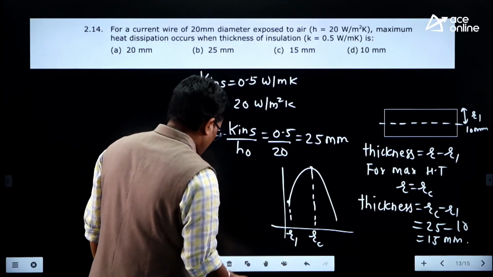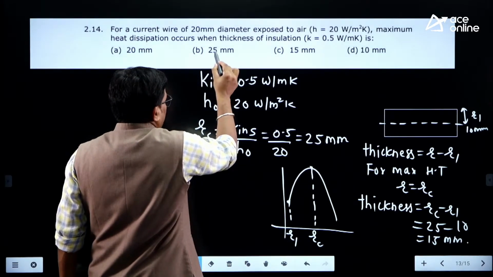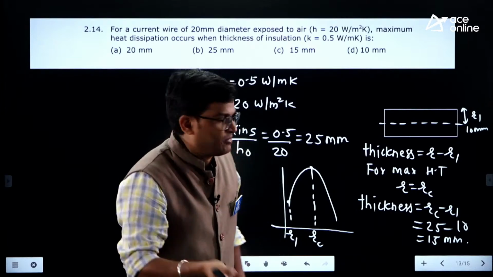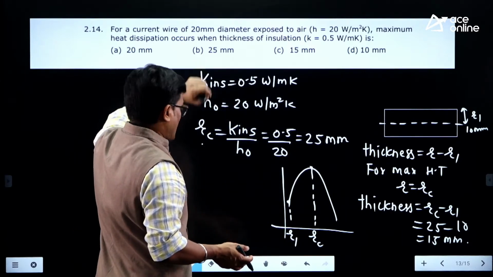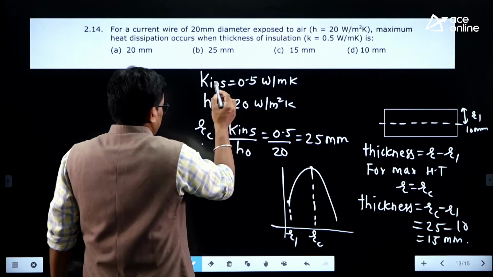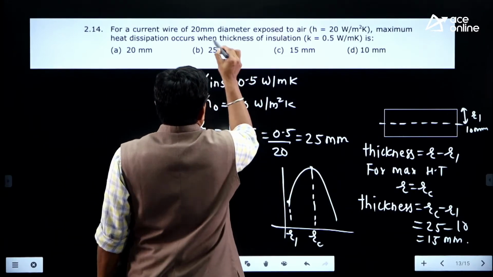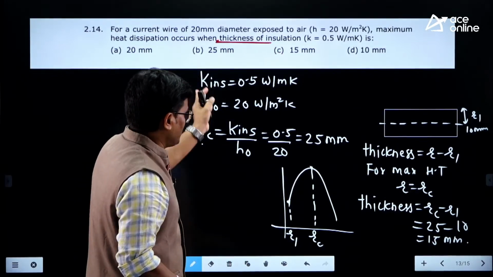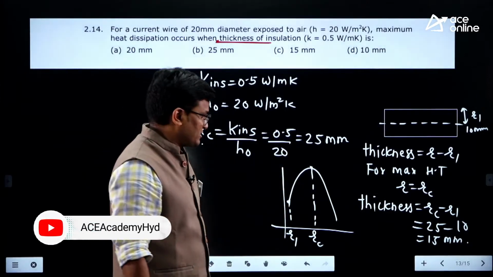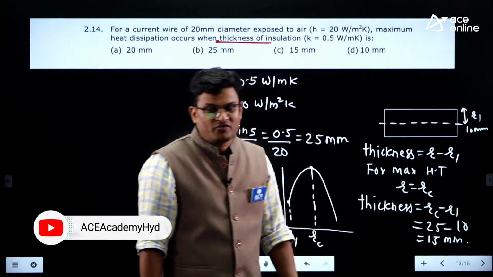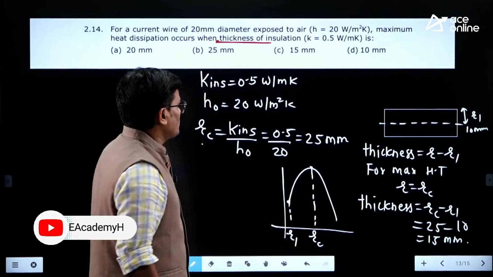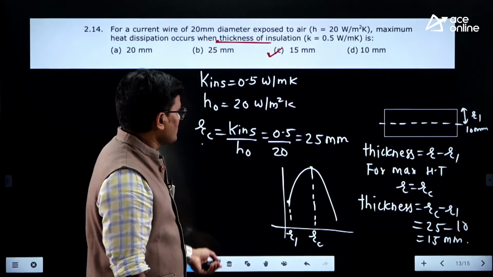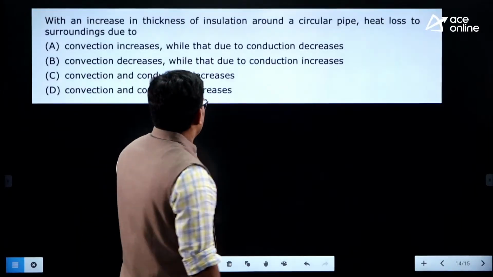Make sure that most students will tick 25 mm, because they are in so much hurry. Immediately they calculate the critical radius, and they think this is the answer. But you read the question, it is clearly written that it is thickness. So that's why 25 mm is not your answer. 25 minus 10, that is your 15 mm. So your answer should be this one, 15 mm. Next.